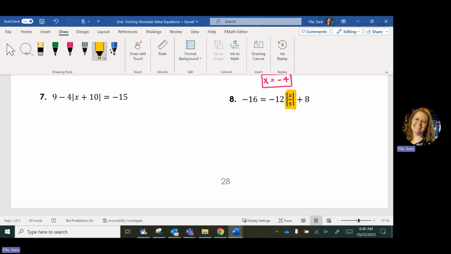How are the -12 and the 8 connected to that absolute value expression? What's happening here between the -12 and the absolute value expression? That's multiplication. If it's just up against that absolute value bar, it's being multiplied. Okay, and how is the 8 connected? It's being added. Very good. So what moves first? What do I move to the other side first?